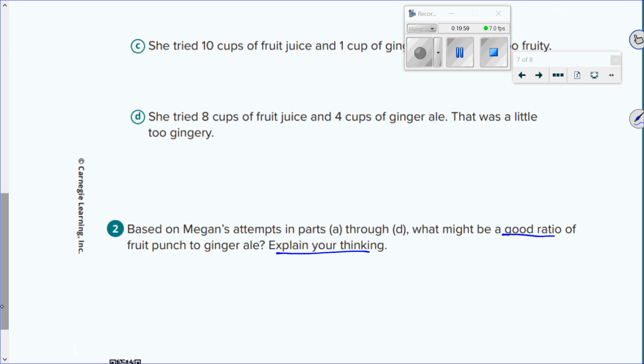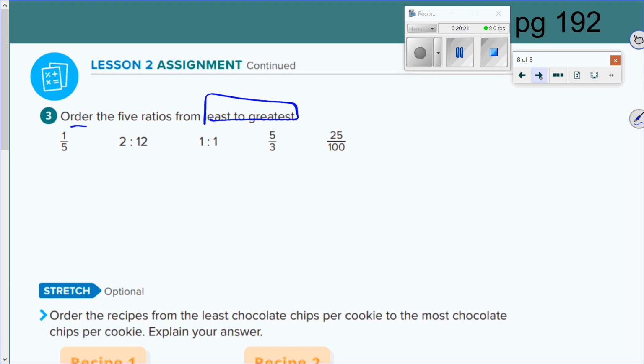Then on number 2, based on our attempts, what might be a good ratio? So you can see what was too high, what was too low, and you can get yourself into an in-between ground that should give you a good ratio for that. Does that make sense? Big key piece here, explain your reasoning. So you can use your other attempts as your examples. Turn to the next page. This one's super easy. Literally, all you're doing is writing them least to greatest. My recommendation, turn them all into fractions and simplify. If you have them all in simplified fractions, the ordering should be very easy.